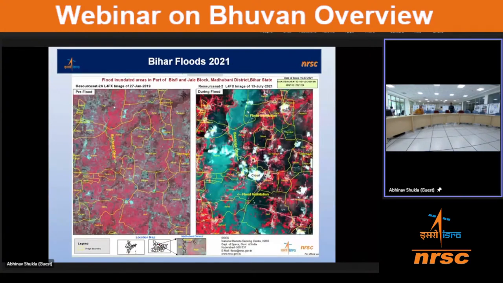And these are some of the pre and post images. These are also provided to the state government and state agencies, and also to the concerned relief commissioners and rescue operation people, to assess the kind of inundation that has happened in a particular area, and the villages which are inundated. And these are also provided to the NDRF battalions, which are there on the ground.